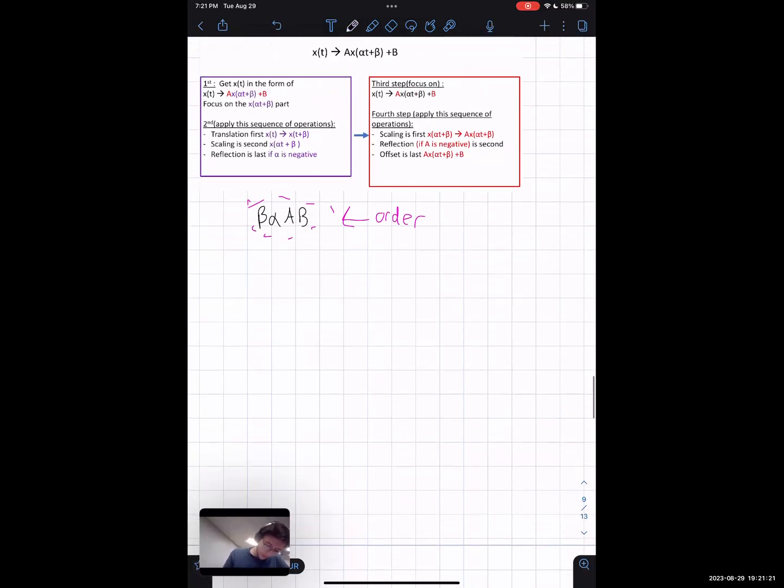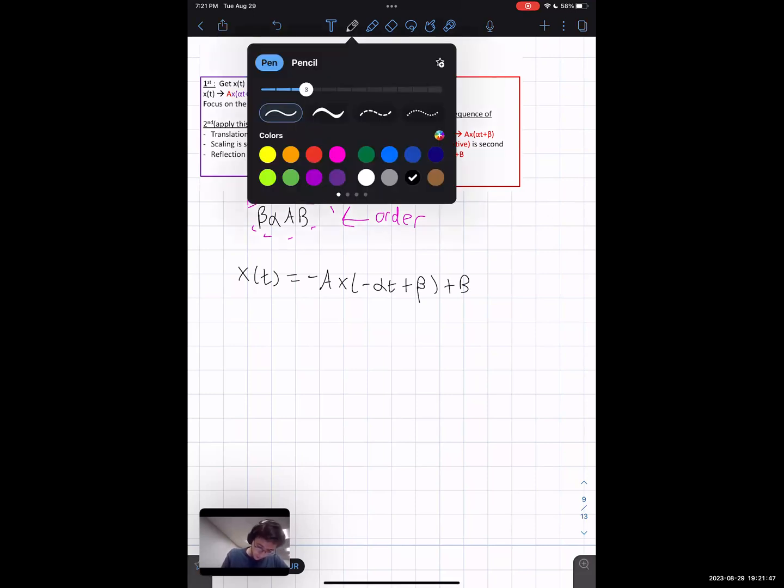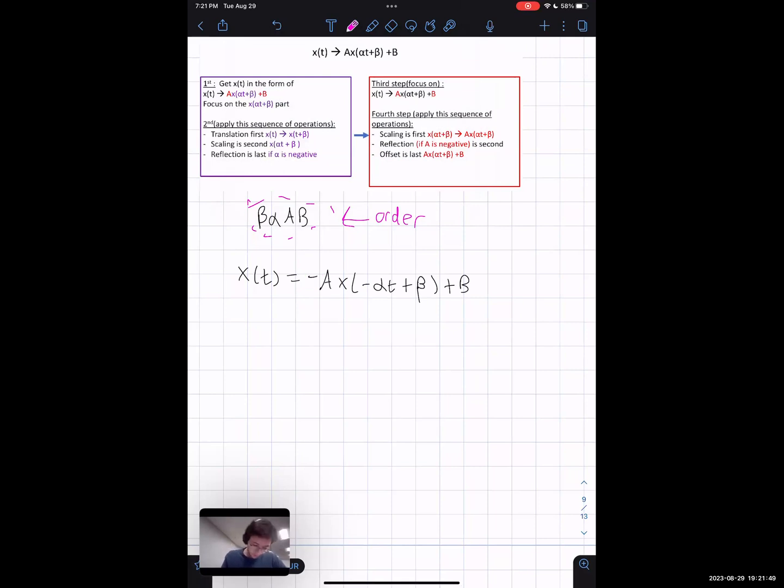Okay. So let's say we have this standard form, right? Let's say we have the worst case scenario. The worst case scenario is that we have all 6 transformations. I don't know if you'll get a problem like this in the homework or on the test, but it's just good to know. Have this list next to you when you're doing the homework, and do your best to lean on BAB. So if we have negative A x of negative alpha t plus beta plus B. Here we have an amplitude reflection, we have amplitude scaling, we have time reversal, we have time scaling, and we have time shifting, amplitude shifting, right?